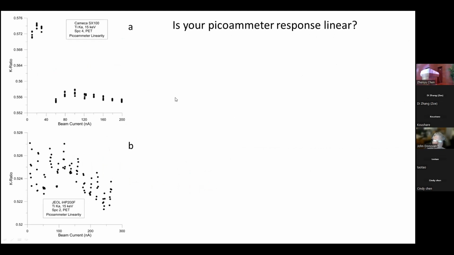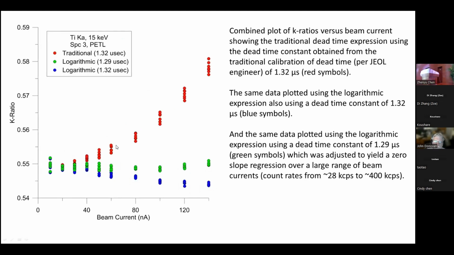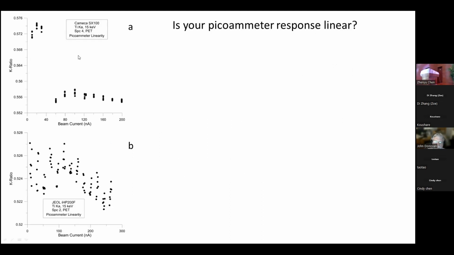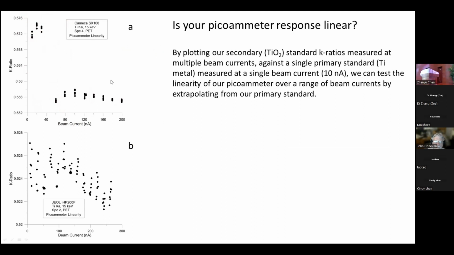We can also use, and by the way, the key thing here is that we measure the primary and secondary standards at the same beam current so that there's no picoamp meter nonlinearity. Any nonlinearity in the picoamp meter is nulled out because we measure the primary standard and the secondary standard at the same beam current. So here's where we now use a single primary standard. And this is my Cameca instrument. And we found we had about a 2 or 3% error in the picoamp meter linearity. So by using a single primary standard and looking at all our secondary standards, we can see there can be problems. And this is a JEOL instrument. And you can see it's pretty darn good using a single beam current measurement.